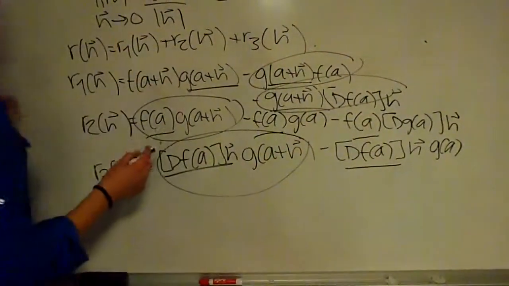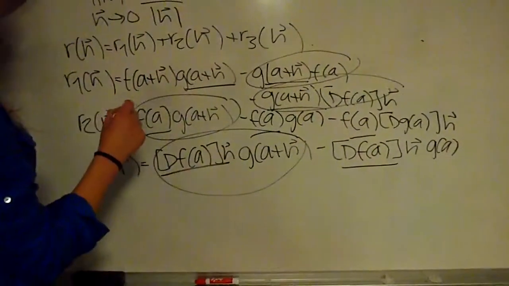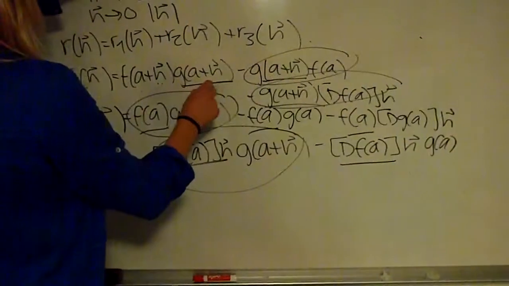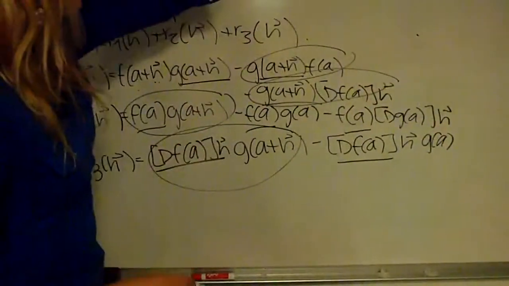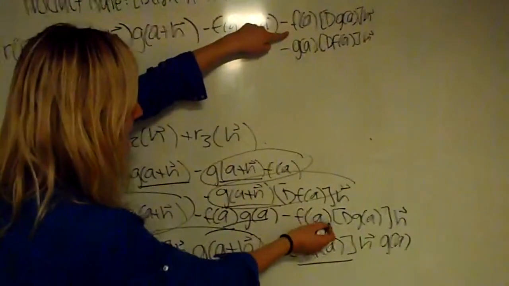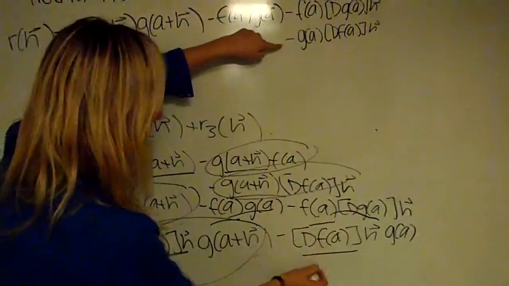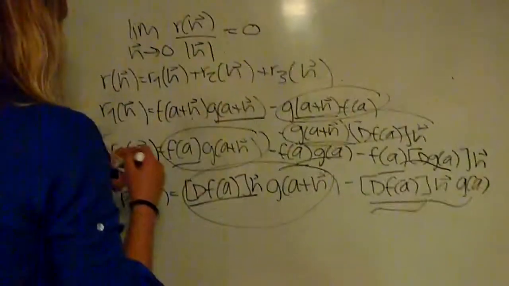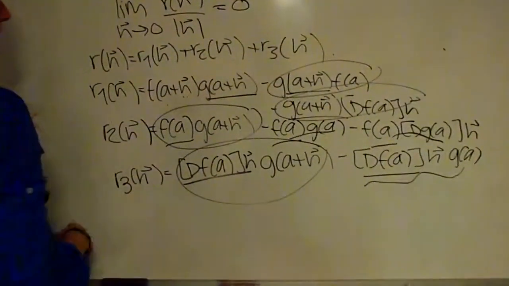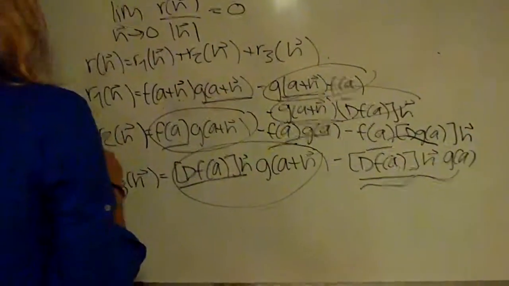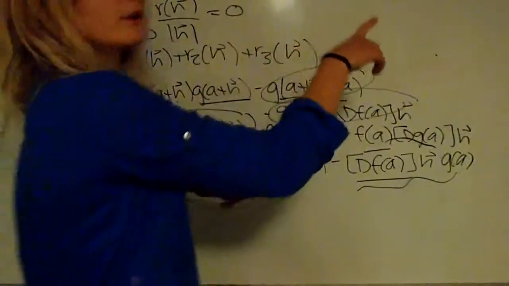So in the end, we still have the same terms as we have in our original remainder. We have f of a plus increment vector h, g of a plus increment vector h, and then we have this term here, and then we have this term here, and this last term is here. So it's the same thing. We just added and subtracted terms. Okay. Then we can move over here.